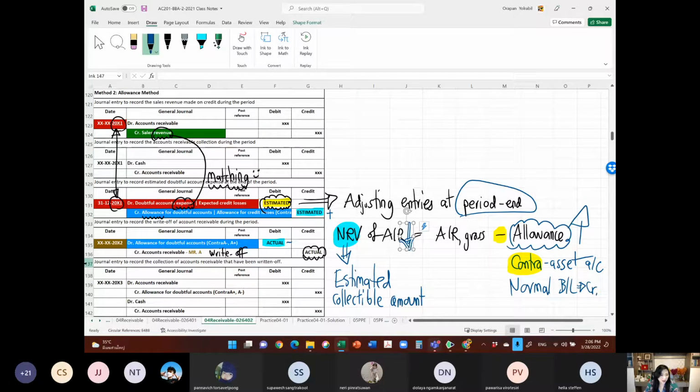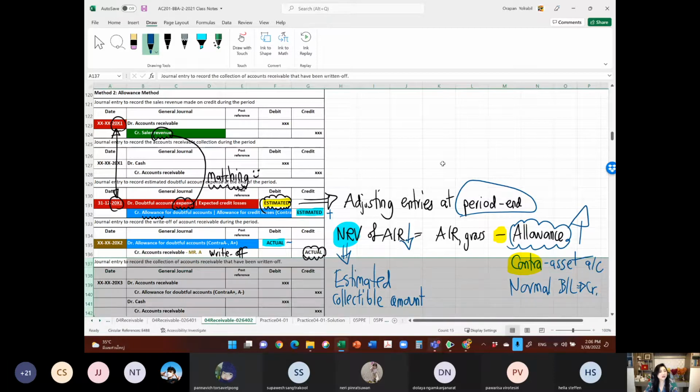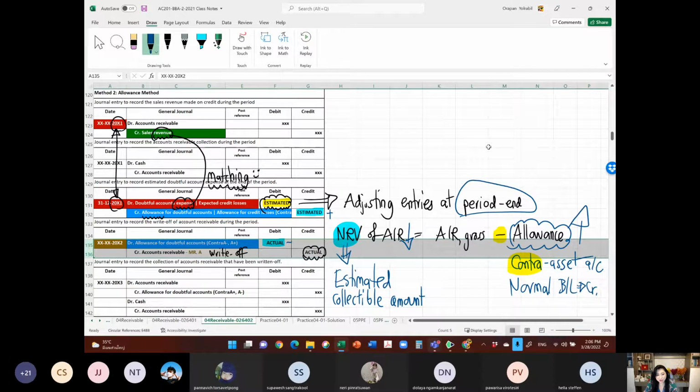Next, let's talk about these two entries. These two entries are not really common. Let me explain it this way. Let's say that in year number 2, you realize that Mr. A has gone bankrupt because the court has made its final ruling, stating that Mr. A has gone bankrupt already, has no assets remaining, and cannot pay off the debt. So that's the final court ruling on Mr. A. When we realize that Mr. A has gone bankrupt, we then write off his accounts receivable.